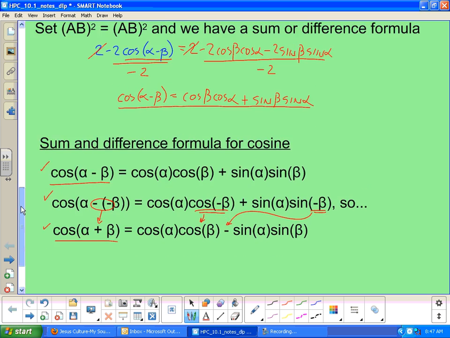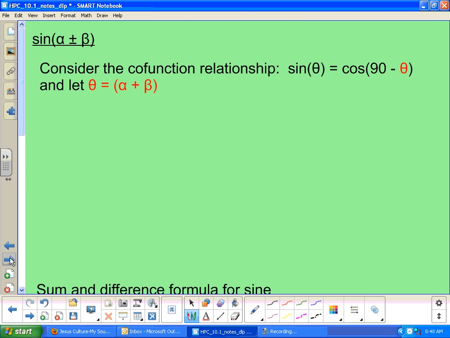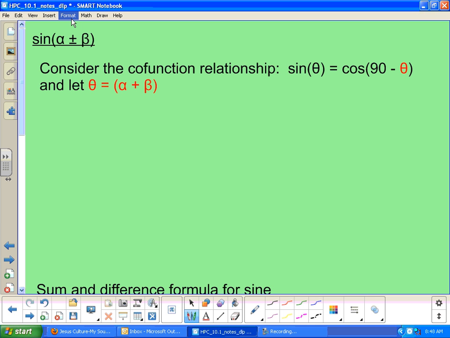Okay, let's carry this on now and take a look at what happens with our sines. Sum and difference formulas for sines. Sine alpha plus or minus beta. Consider our cofunction relationships for sine of theta. Sine of theta we know from cofunction means cosine of 90 minus theta. What we're going to do is substitute that theta value with theta equal alpha plus beta.